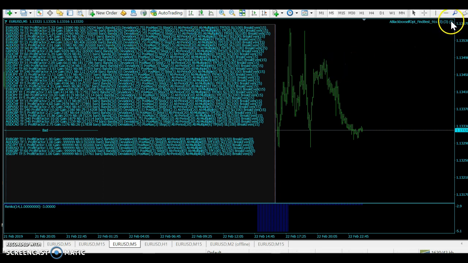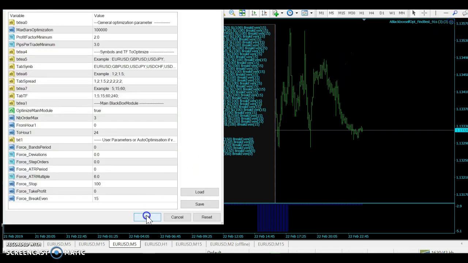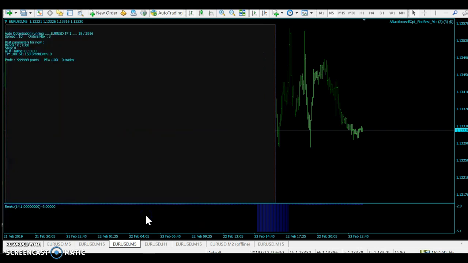So what I do is run the Find Best, which I will distribute to clients. It's kind of a neural system, but it basically simulates my self-optimization. So this is a good way to backtest and forward test.